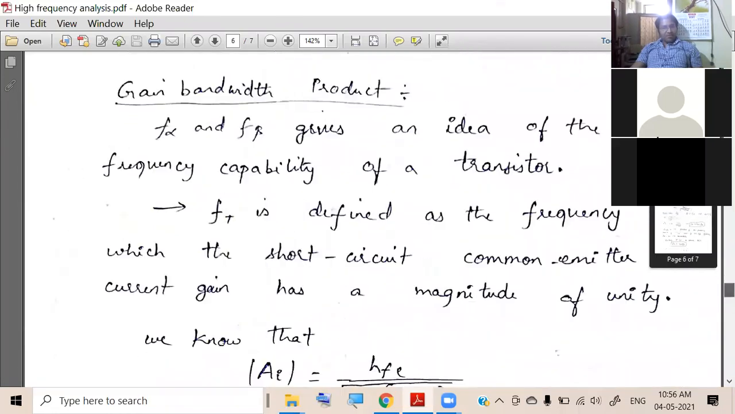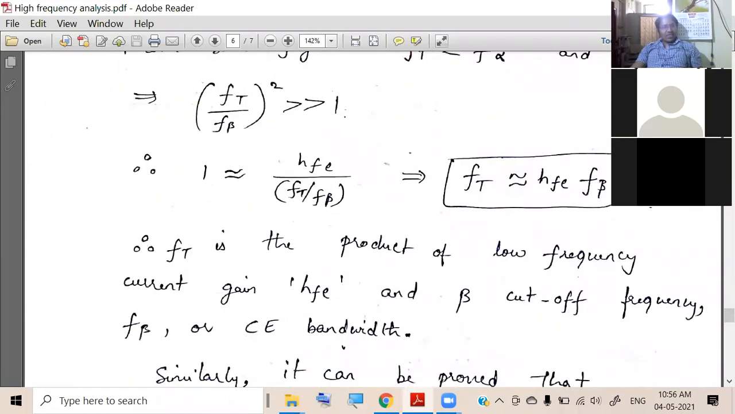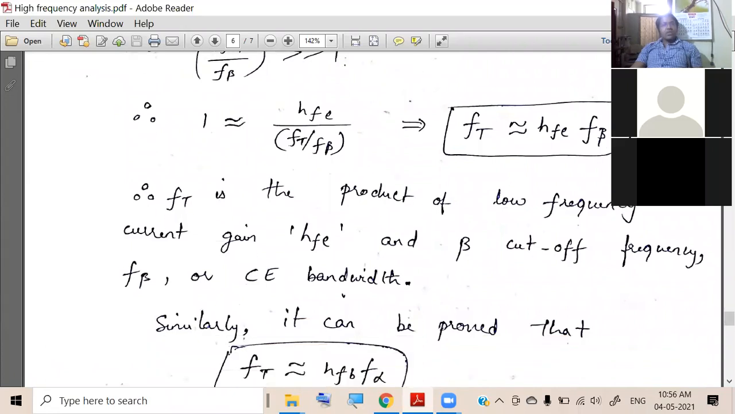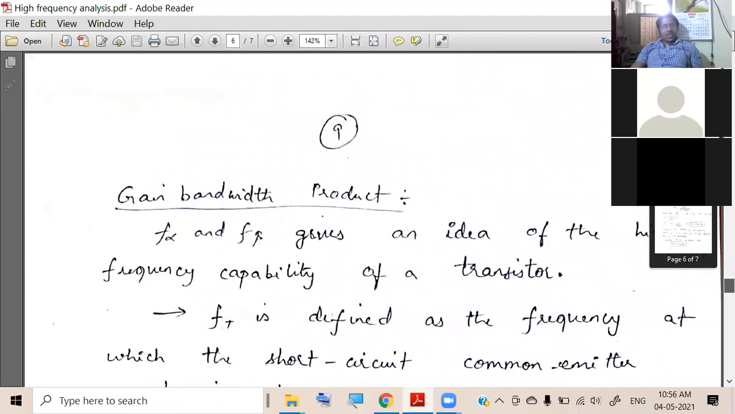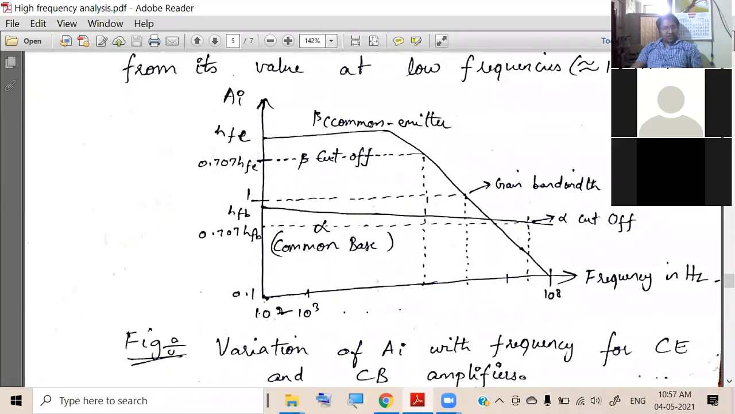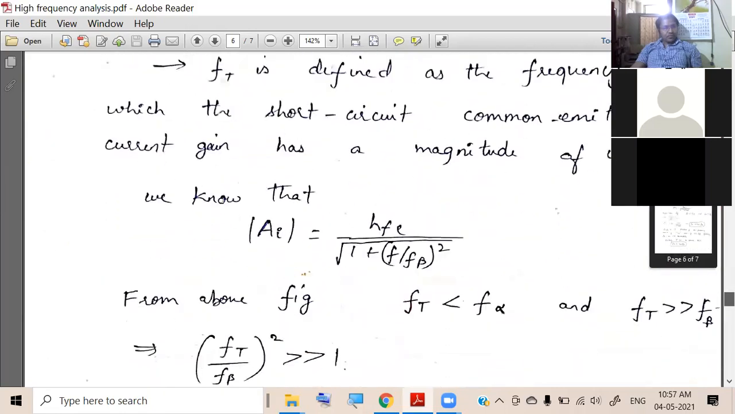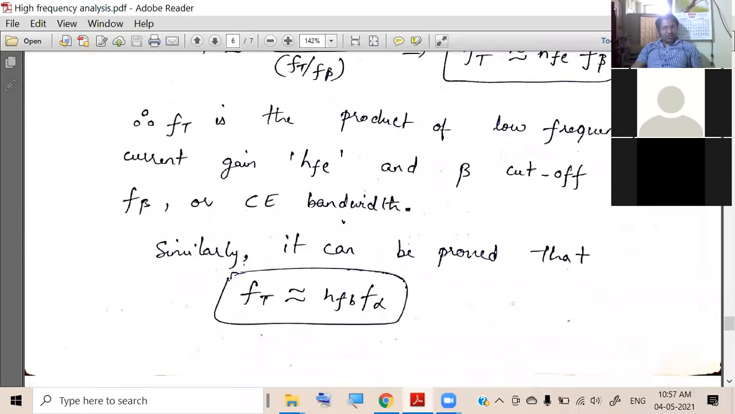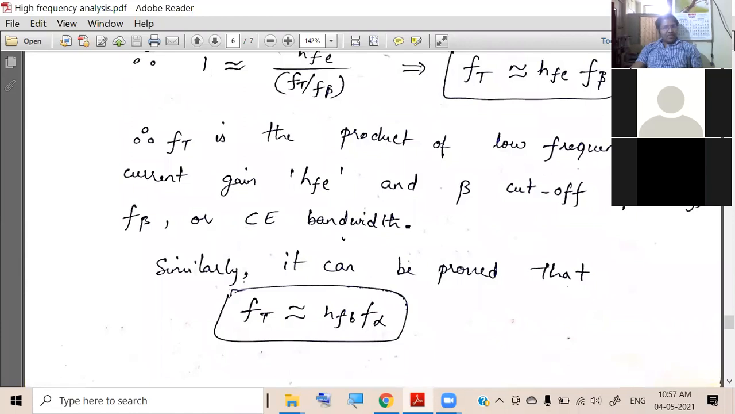So ft we are getting as the product of gain and cutoff frequency. Gain at low frequencies. The x-axis is frequency, so at relatively lower frequencies, the gain is hfe. So ft we are getting as the product of gain at low frequencies multiplied by cutoff frequency.